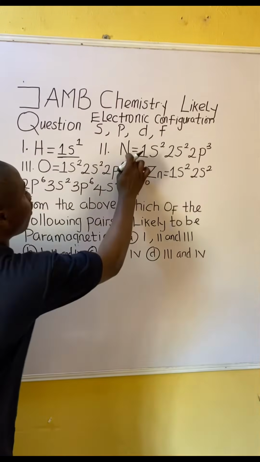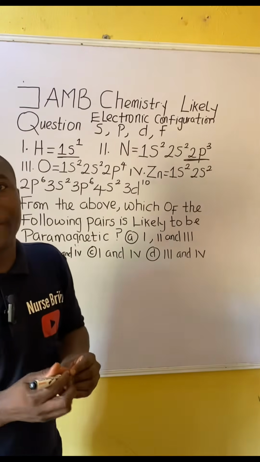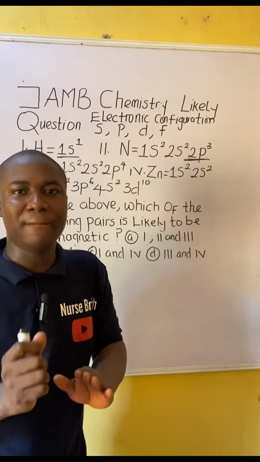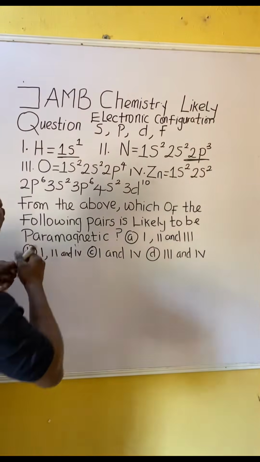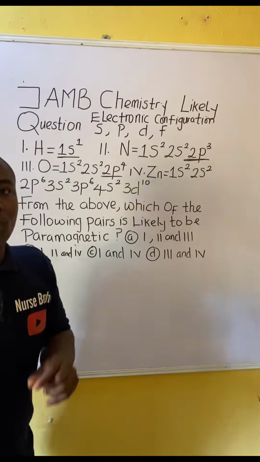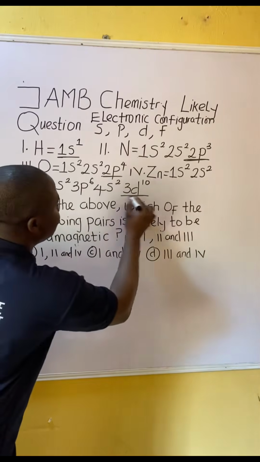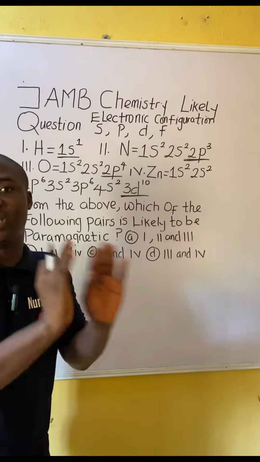Moving further, for nitrogen, where is the last orbital? The 2p3 is the last orbital. You can see I've highlighted them. Remember, you have to highlight the last orbitals. For oxygen, where is the last orbital? The 2p4 orbital as well. For zinc, where is the last orbital? The 3d10 orbital. You can see I've determined all of the last orbitals of these elements.